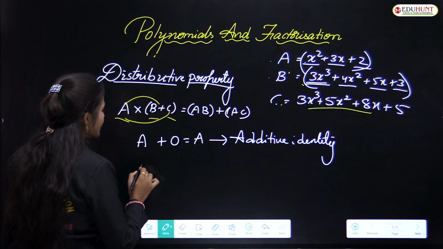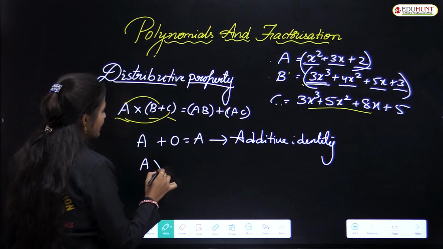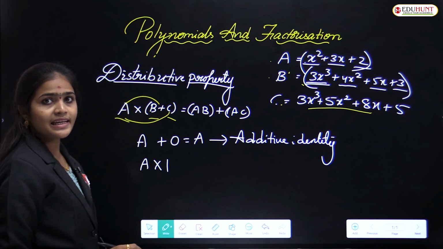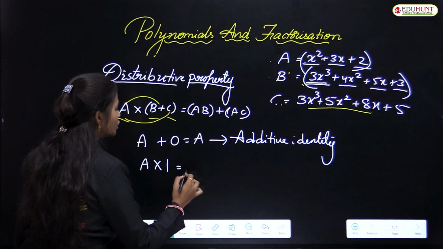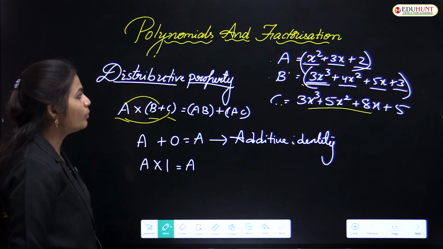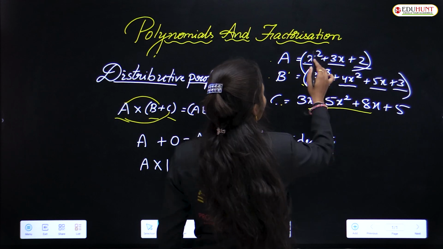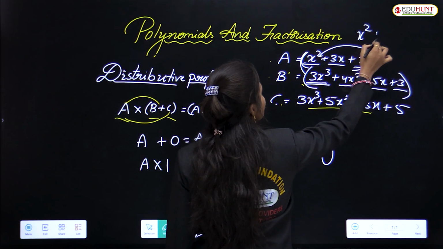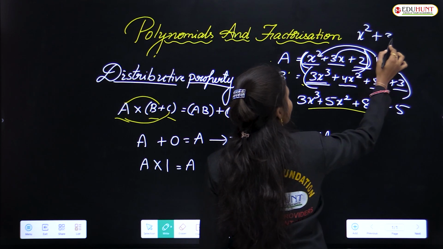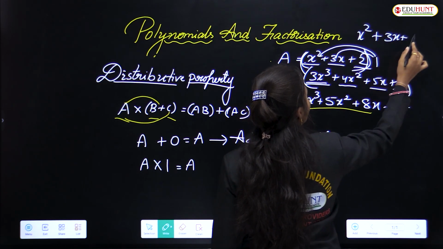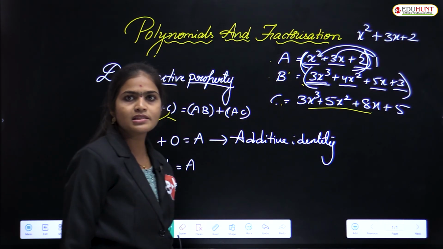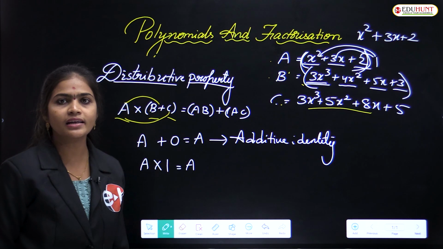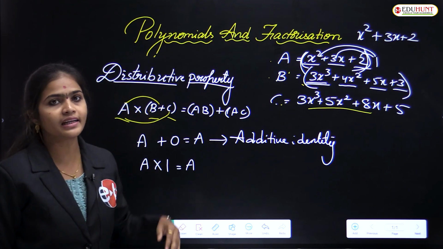Next, for example, here a is multiplied with 1. What will you get here? Take any polynomial, for example this polynomial, and multiply it with 1. 1 into x square is x square, plus 3x into 1 is 3x, plus 2 into 1 is 2. That is also a polynomial, and again we get the same polynomial here.